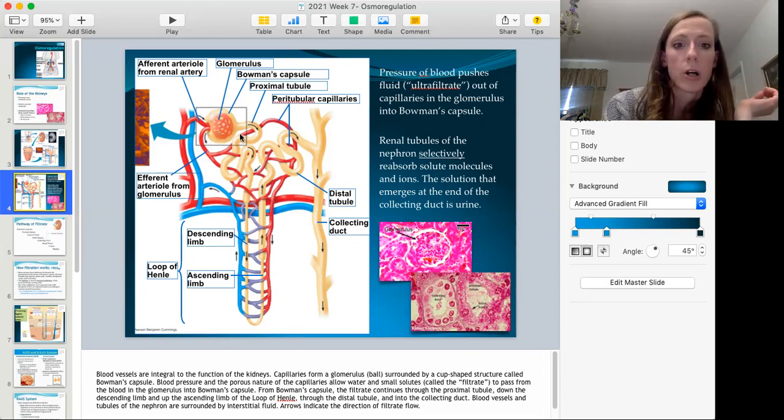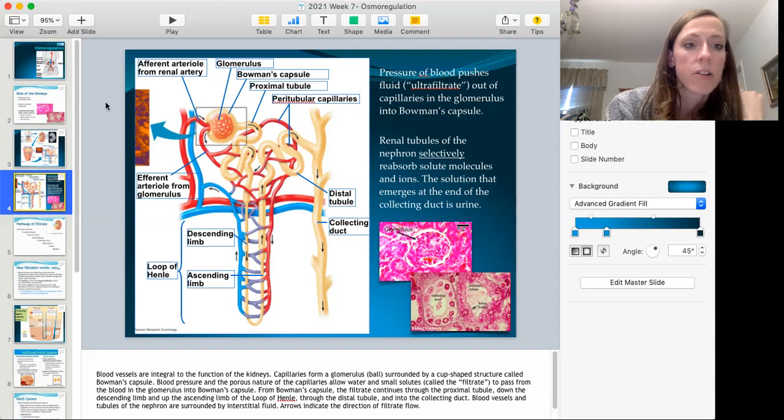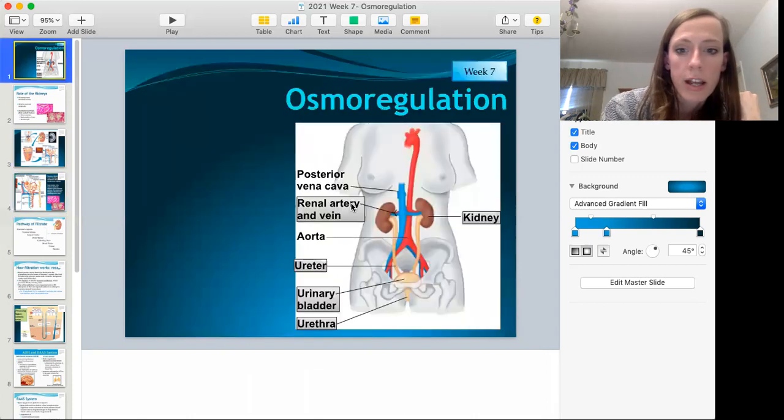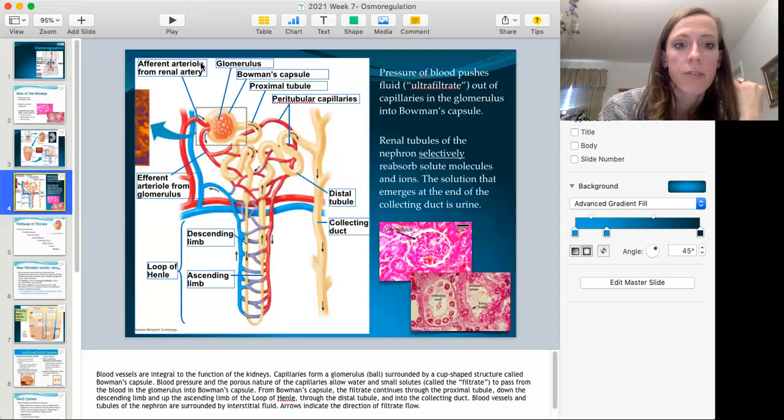See all the little ball of blood vessels? And that came from the renal artery. The afferent arteriole is this little segment right here. The renal artery, as you saw in this picture here, is the larger blood vessel, leads to the afferent arteriole, and then that leads to the glomerulus, okay?